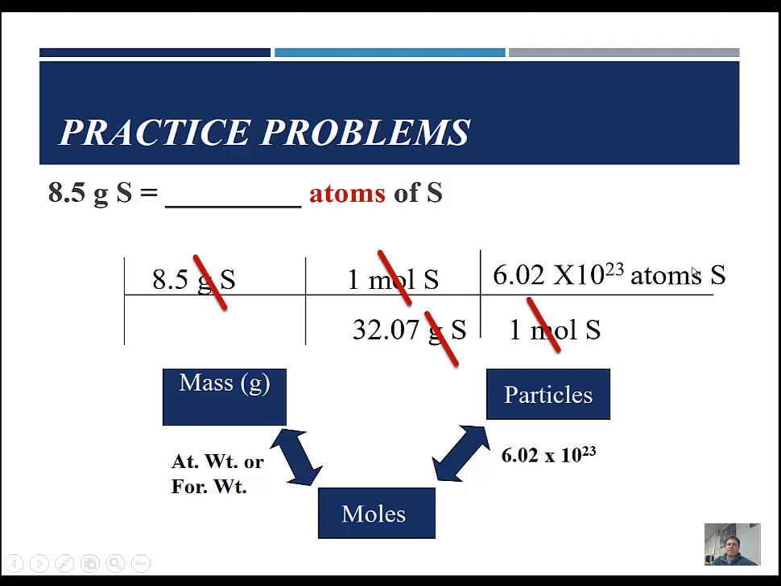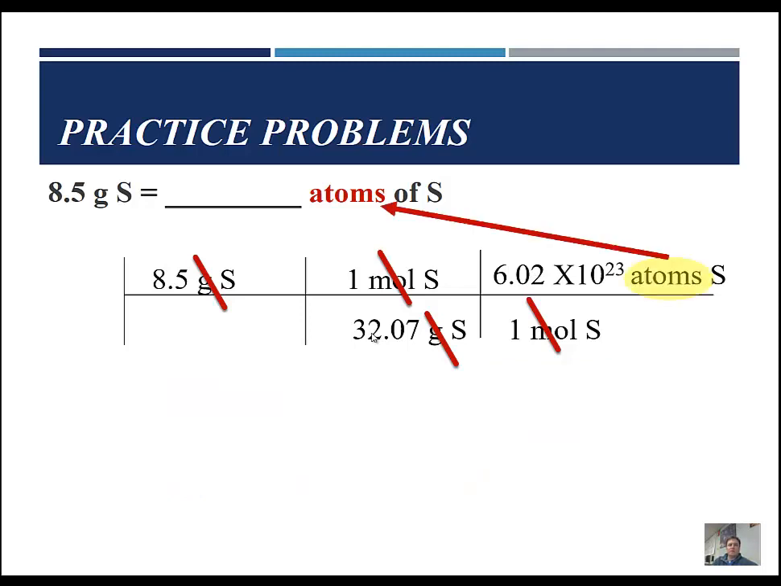I'm left with atoms. So mathematically, I'm going to take 8.5 times 1 times 6.02 times 10 to the 23rd on my calculator, and then divide it by 32.07. And I should get an answer of 1.6 times 10 to the 23rd atoms. Okay, hopefully that makes sense. If you let your dimensional analysis work for you, make sure everything cancels out, it's pretty easy.